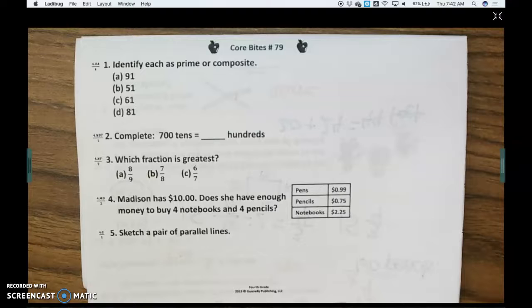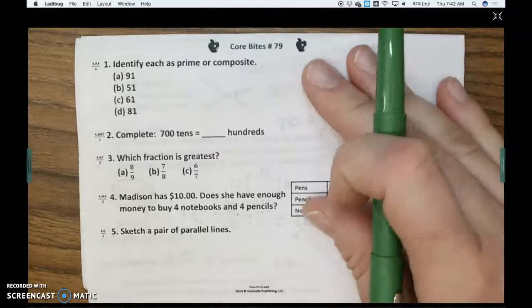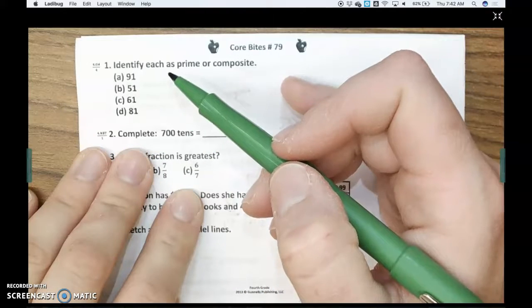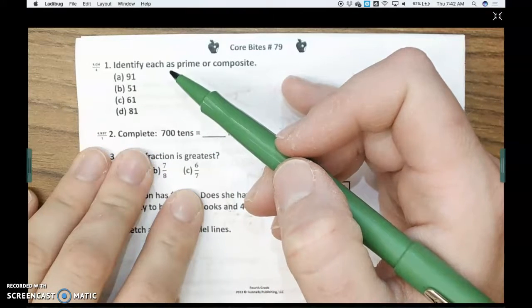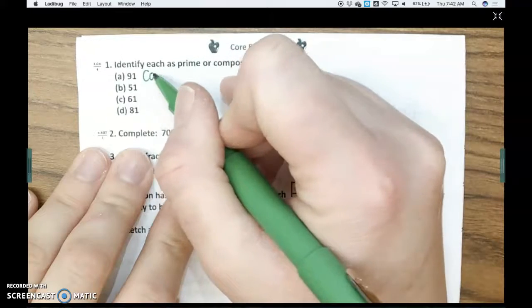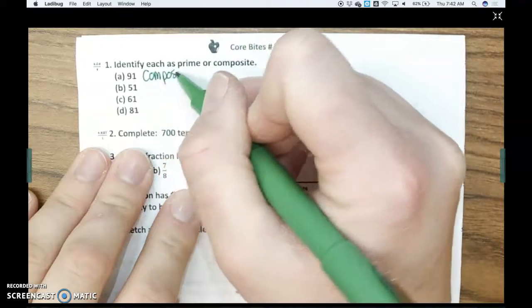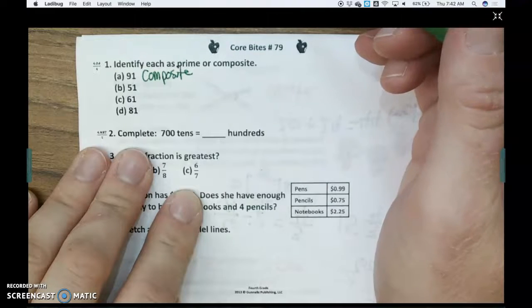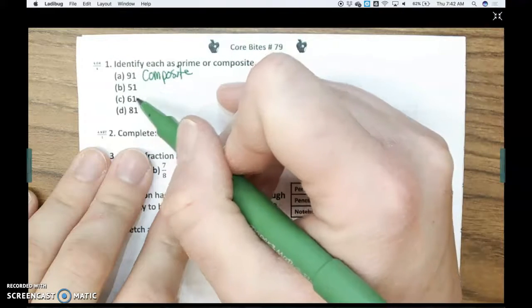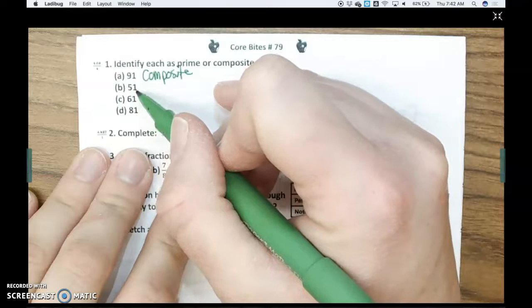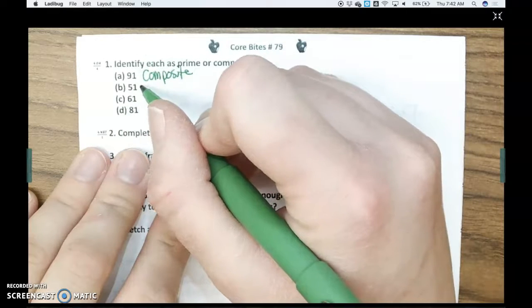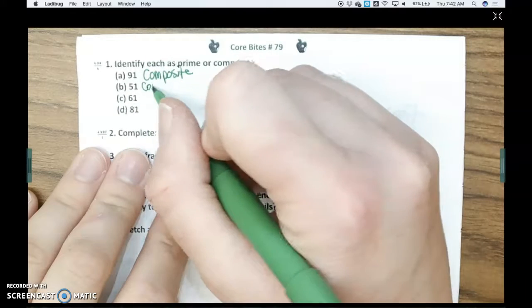So the first one says, identify each as prime or composite for the numbers. Okay, so let's see. 91, it definitely has more than just itself and 1, so that would be composite. And you could go through your divisibility rules to see all the different ways you could do it. For 51, that one would also be composite because if you add 5 plus 1, you get 6, and that means you can divide it by 3. So that would be composite.